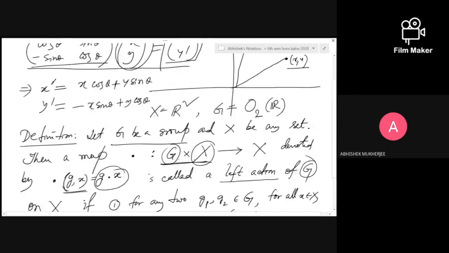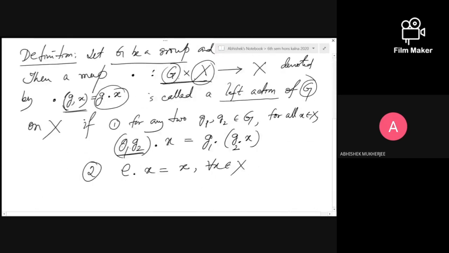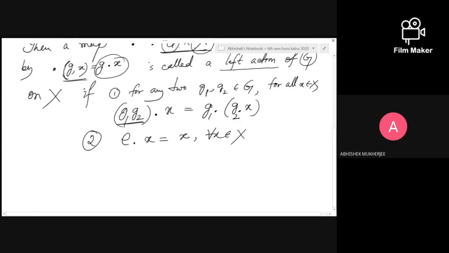Just look at the example we have already considered. Here, if you consider the identity matrix 1 0 0 1, then just by matrix multiplication we will have I times (x, y) equals (x, y). So here the action is matrix multiplication. Okay. So this map will be called a left action of G on X if these two conditions are satisfied by this map.